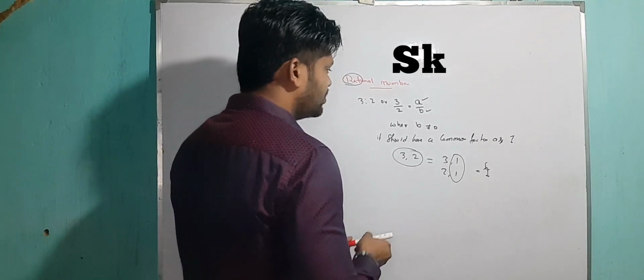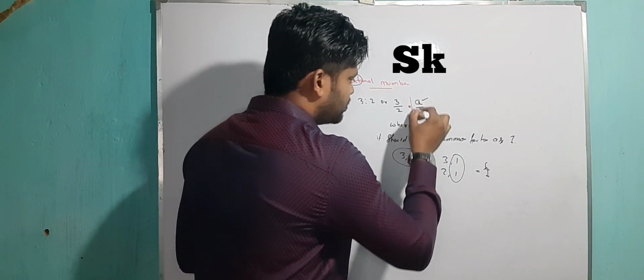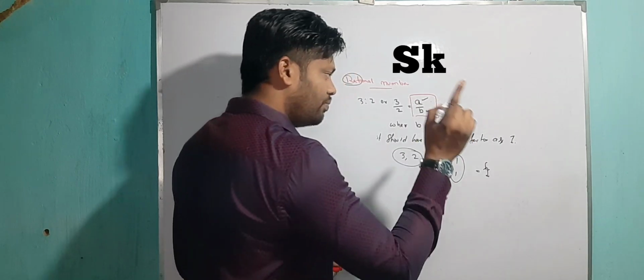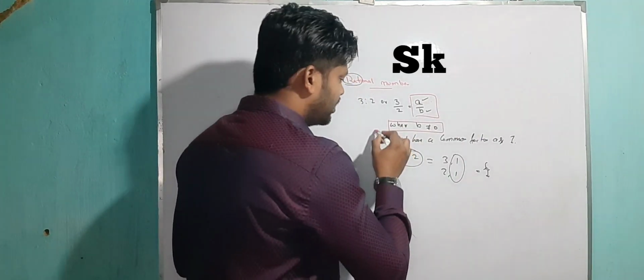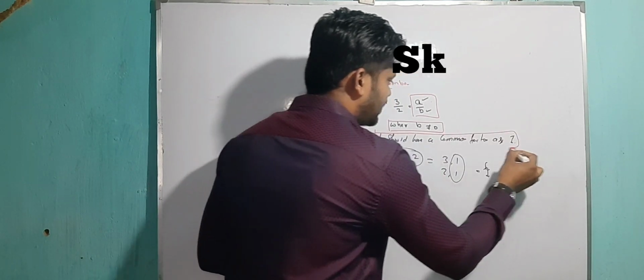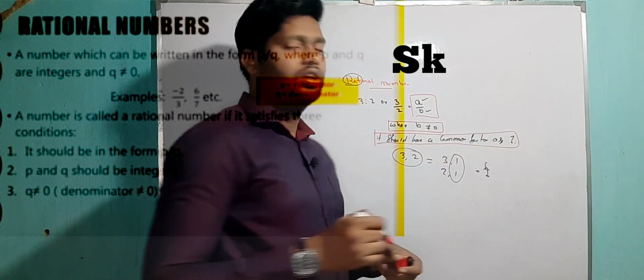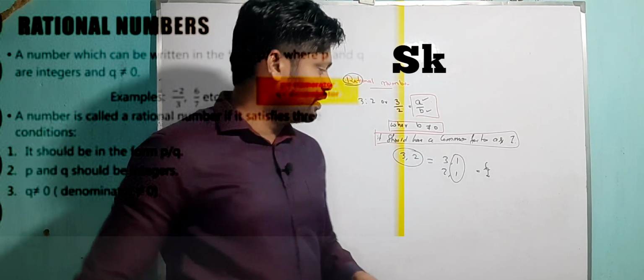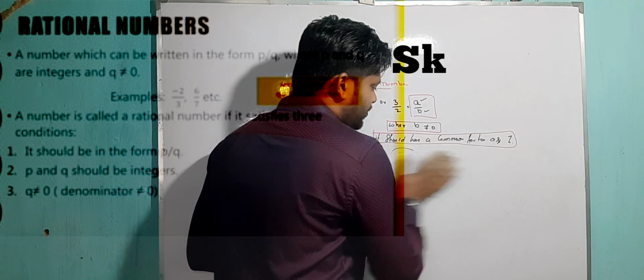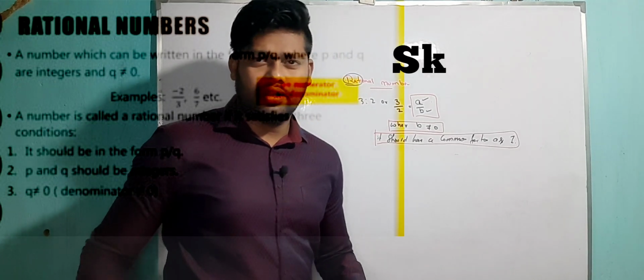What are the conditions? First, it should be in the form a by b. Second, the denominator should not be equal to 0. Third, it should have a common factor of 1 only, and should not have any other number as a common factor. Now let me come with an example, and then we'll see whether it works or not.